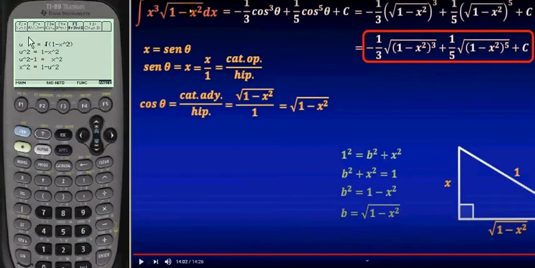Here's the way you do it. U equals the square root of 1 minus x squared. U squared therefore gets rid of the radical, 1 minus x squared. And then we find out what x squared is equal to using algebra. X squared equals 1 minus u squared, okay?